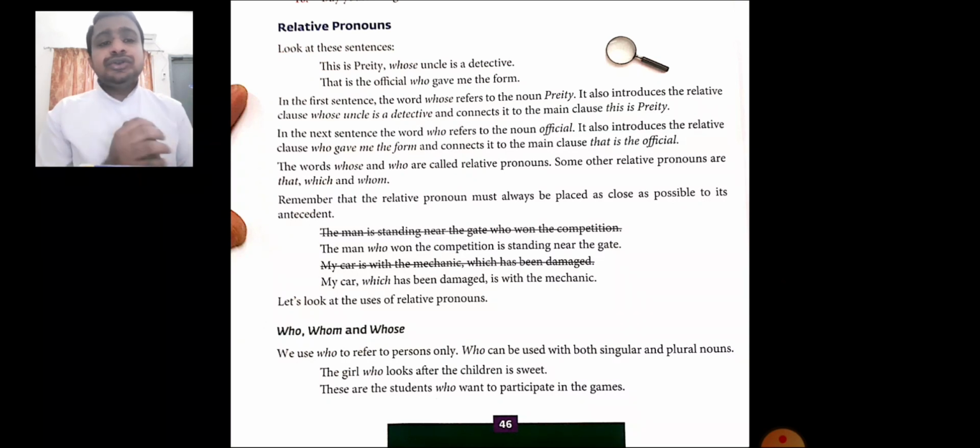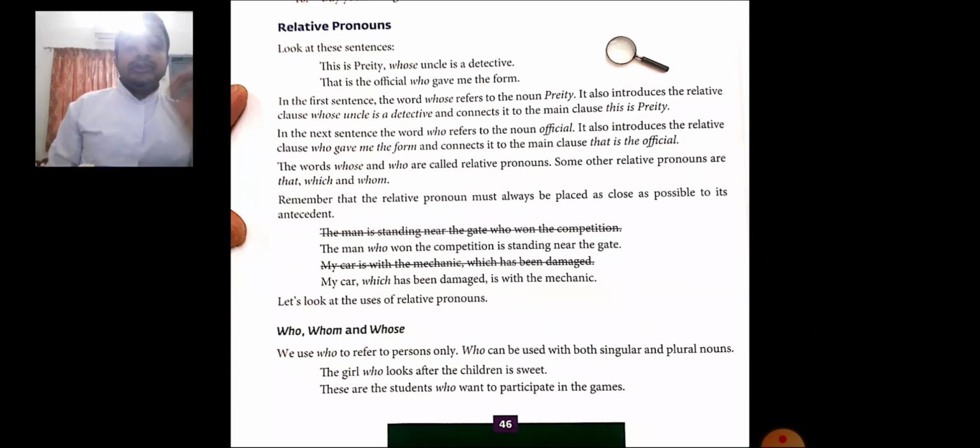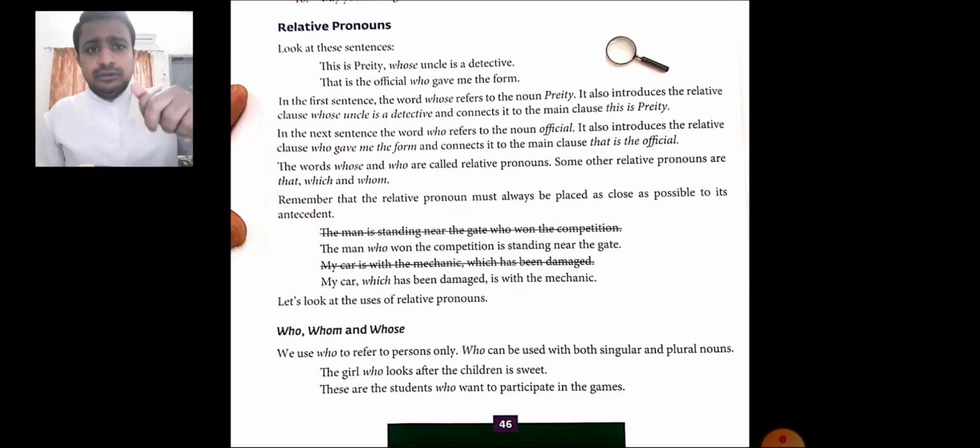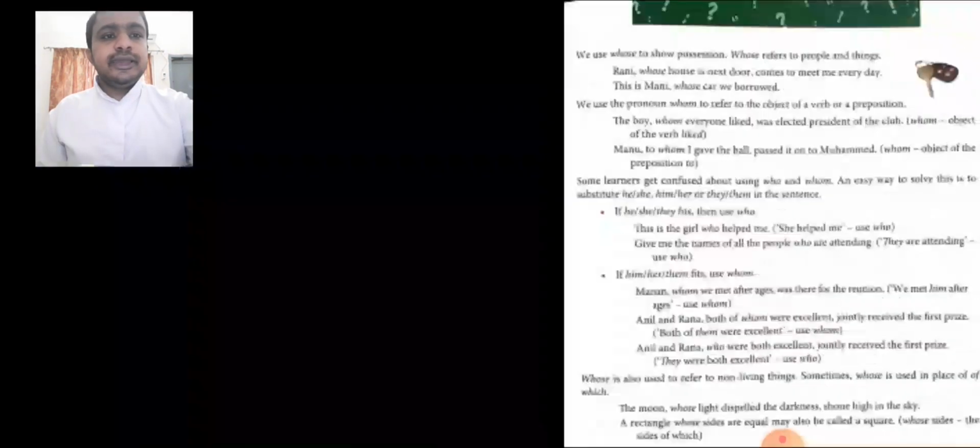We use who to refer to persons only. Who can be used with both singular and plural nouns. So for referring to people, we use who, and it can be used for either singular or plural nouns. For example, the girl who looks after the children is sweet. These are the students who want to participate in the games.